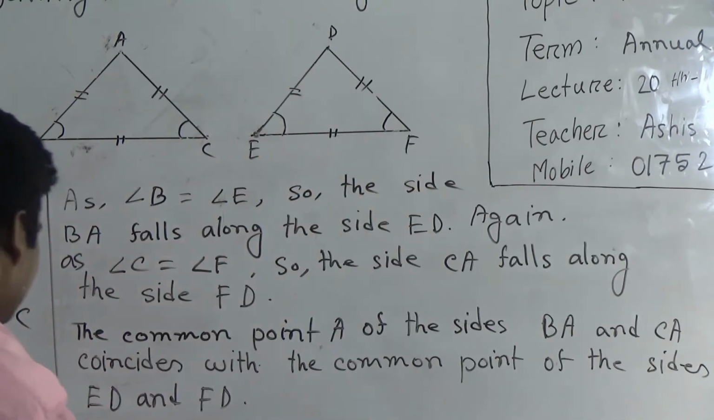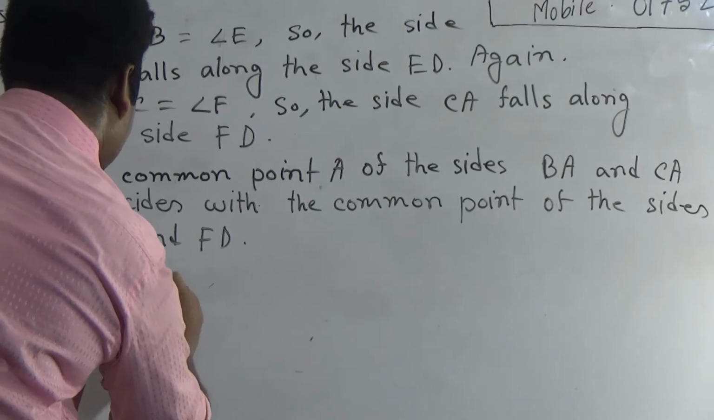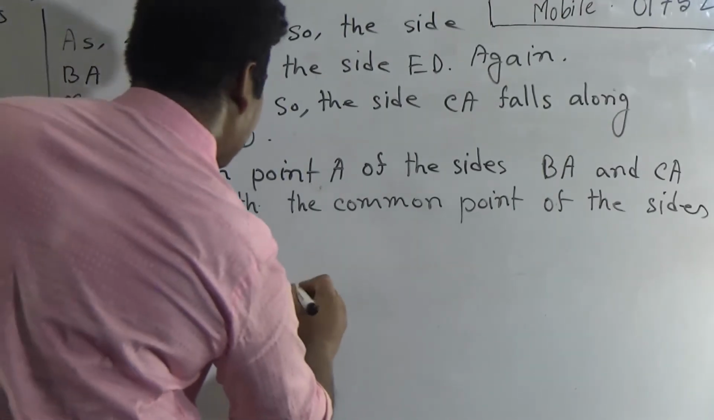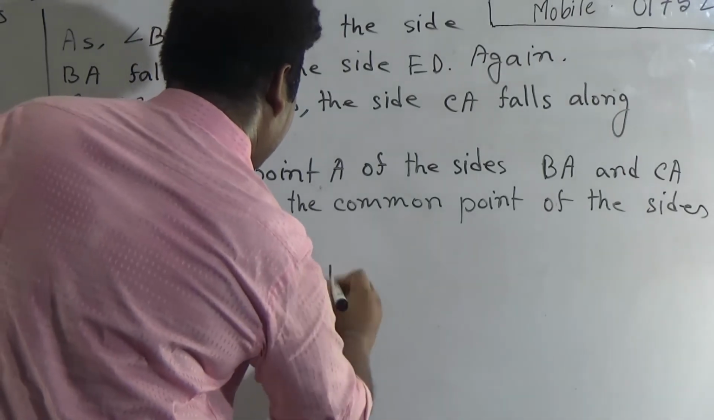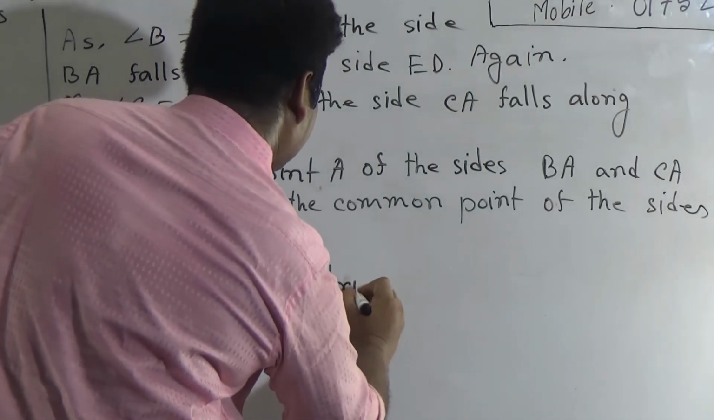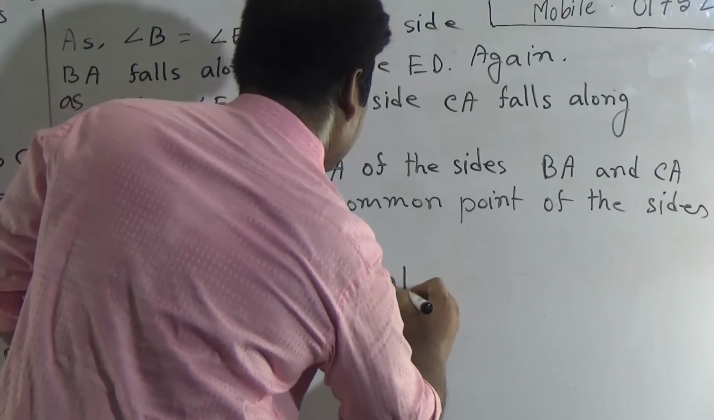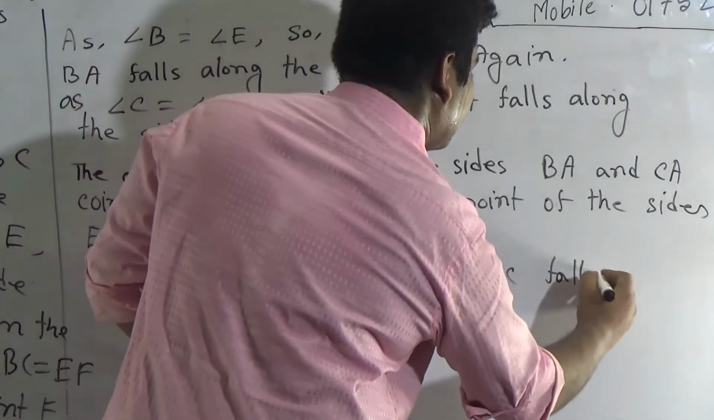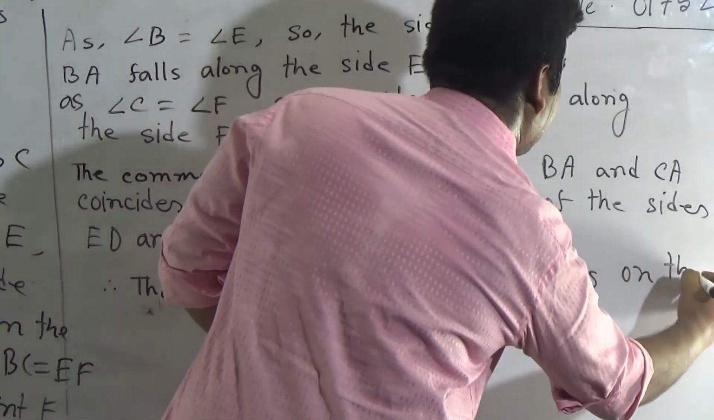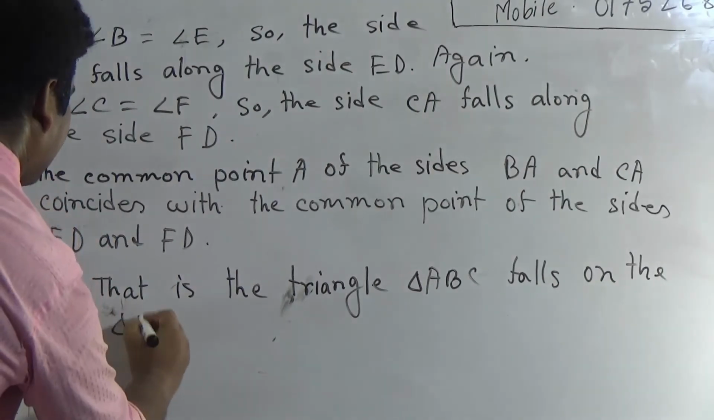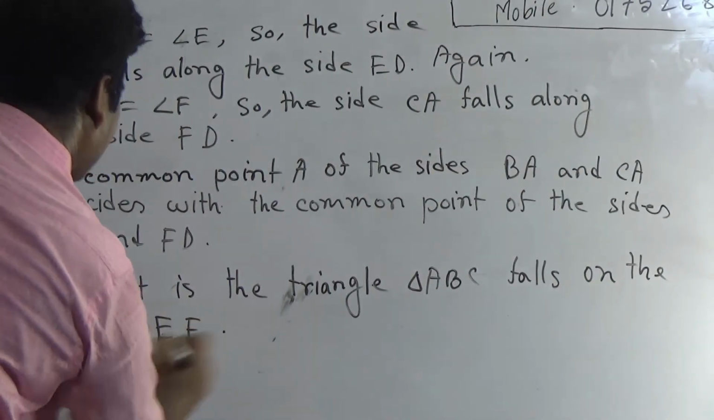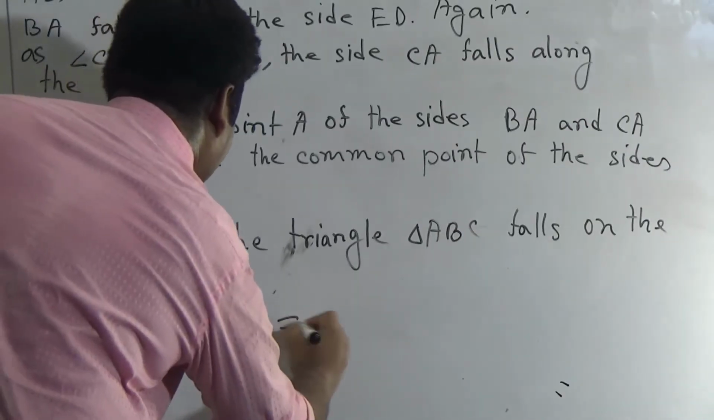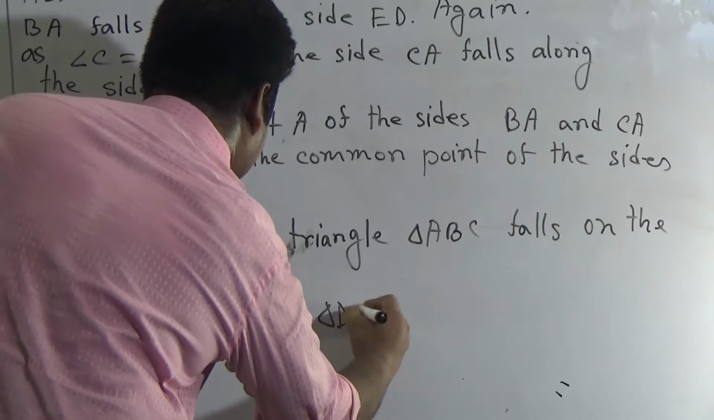So my dear students, that is the triangle ABC falls on the triangle DEF. Therefore, we can say triangle ABC is congruent to triangle DEF.